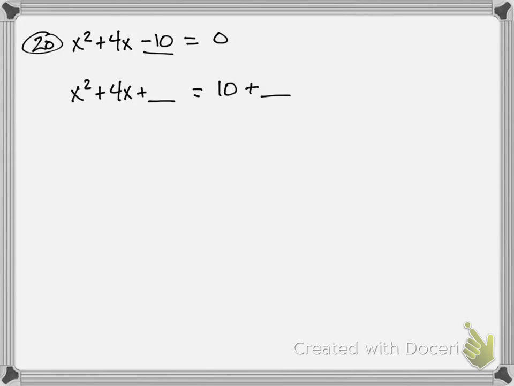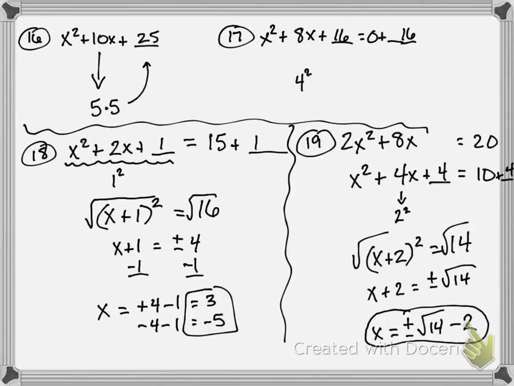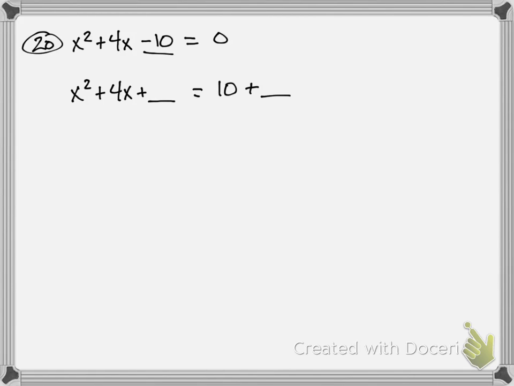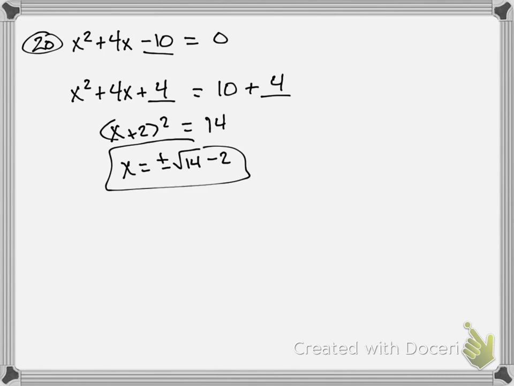All right. Now, isn't this the same exact problem as what we just did? So it's the same answer, guys. You don't have to work it out again. Okay, that would be a 4 and a 4, x plus 2 squared equals 14. x equals positive or negative square root of 14 minus 2. Okay? You don't have to work that one out again.